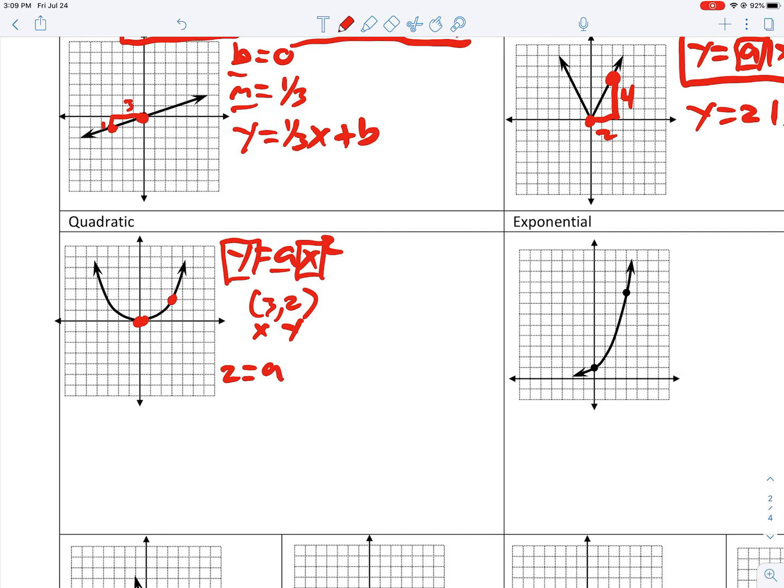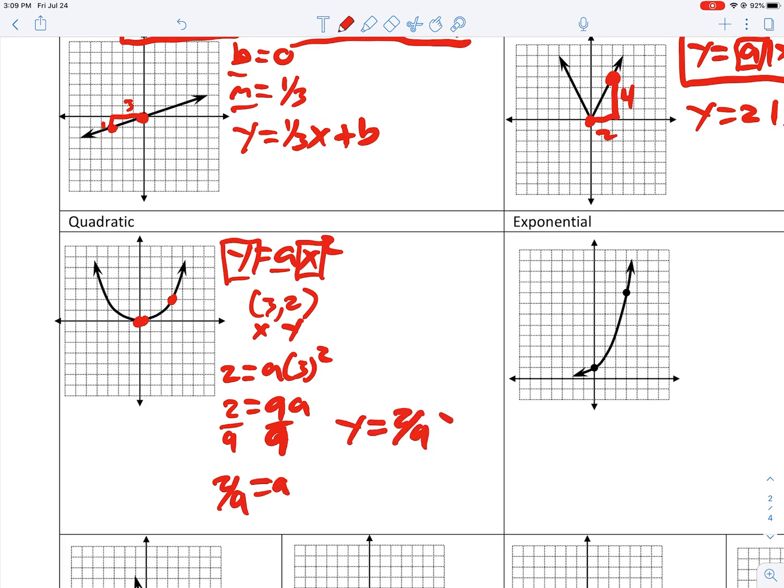So 2 equals a times 3 squared. So 2 equals 9a. Divided by 9, divided by 9. So a is 2/9. So your equation is y equals 2/9 x squared.